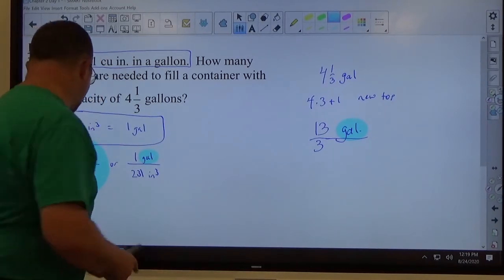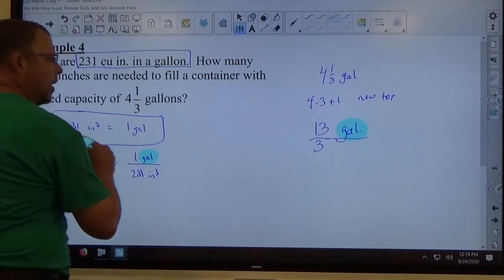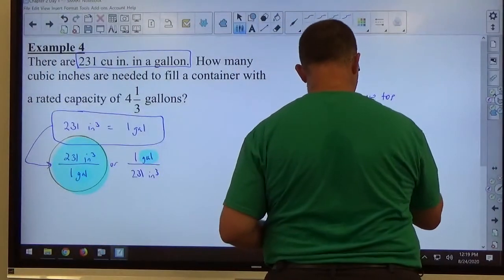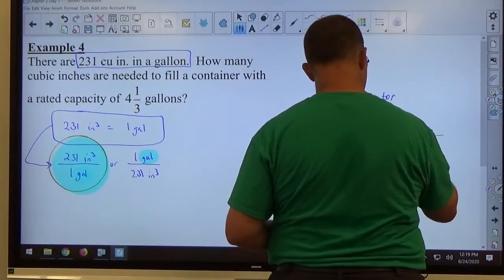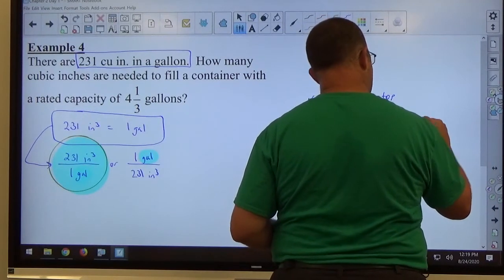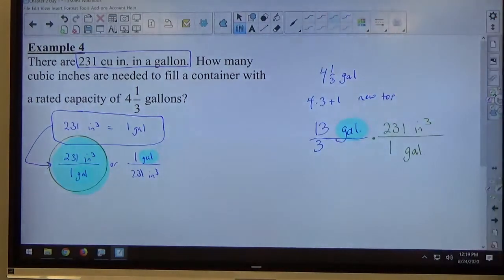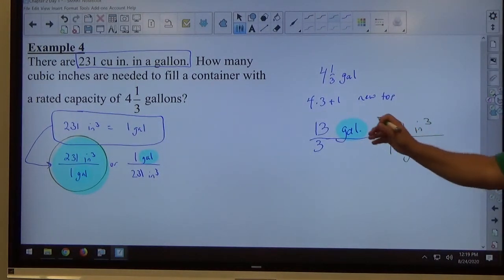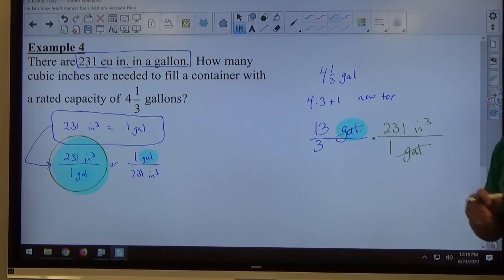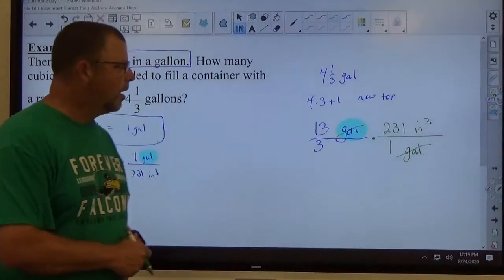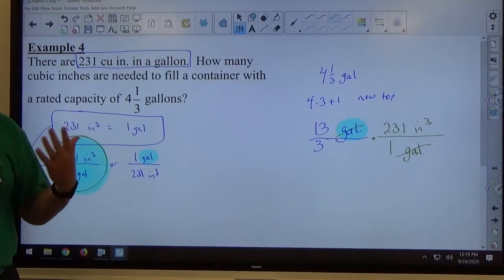So I'm going to take this unit multiplier here and multiply by 231 cubic inches on top and 1 gallon on the bottom. Okay. And then I've got a unit of gallon on top, a unit of gallon on the bottom, the units of gallon cancel. The only unit left over is cubic inches, which is what I wanted.